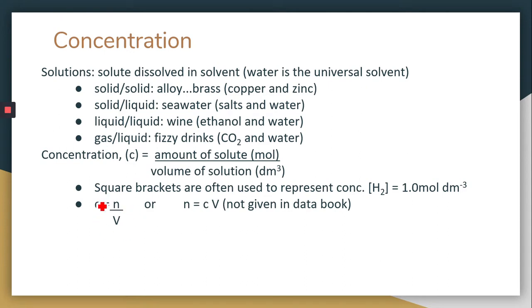The formula for concentration, c equals n over V, where n is for moles, is given to you in your data booklet. We can rearrange that so that moles is equal to c times V, or concentration times volume. That one's not given to you in your data booklet, so you need to be able to solve for concentration or moles or volume using this ratio.